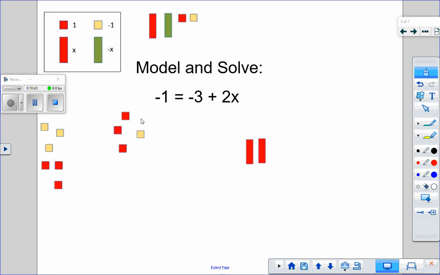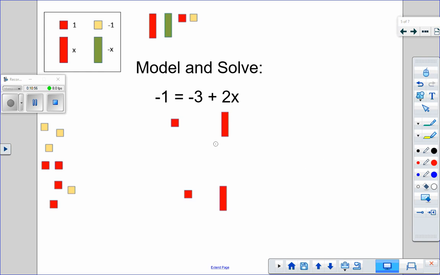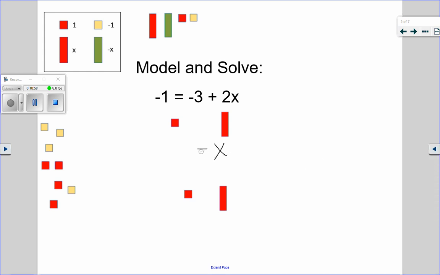And before I do anything else, I also have a 0 pair on this side, so I can move these over. And then I'm going to evenly split my x's. And so this shows me that I have x, keep it on the same side, is equal to 1. That's what you should have gotten. And I'm going to prove it now with math.